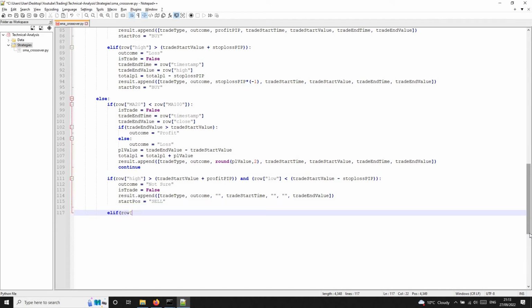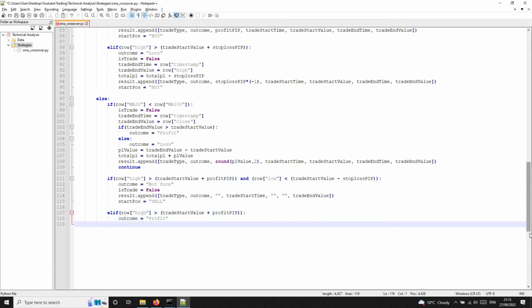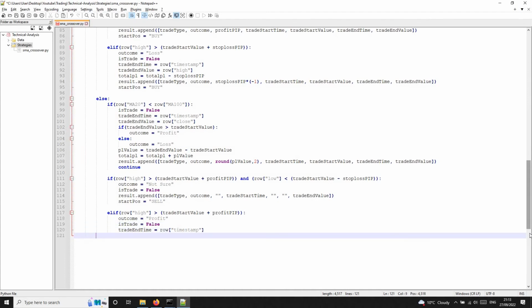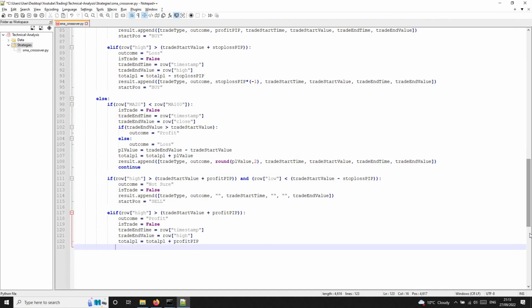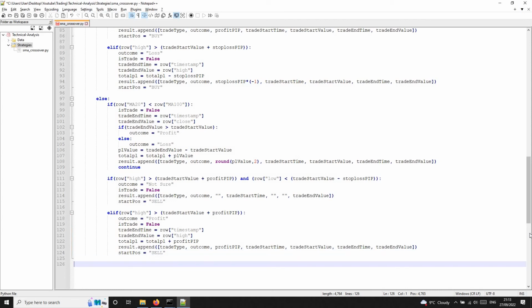Okay, now again the same things. Now if it hits our profit target, then we capture that one and we close the trade, capture the end time and the trade end value, and then total profit, and I'm going to append that one, and make and set the start position as sell again.